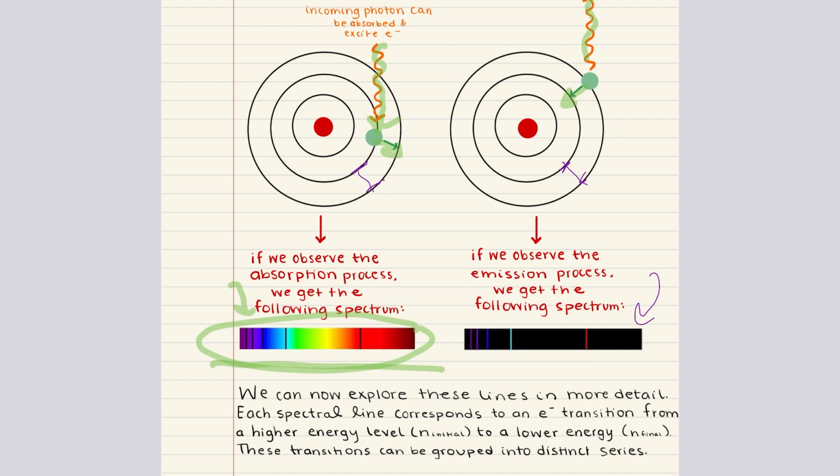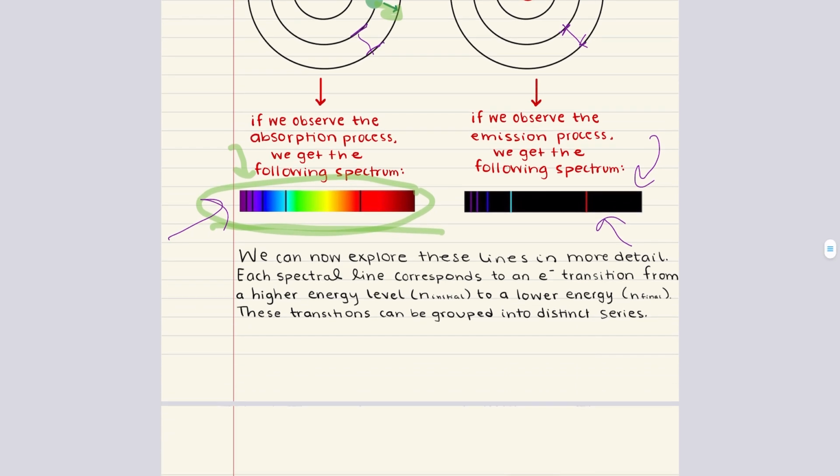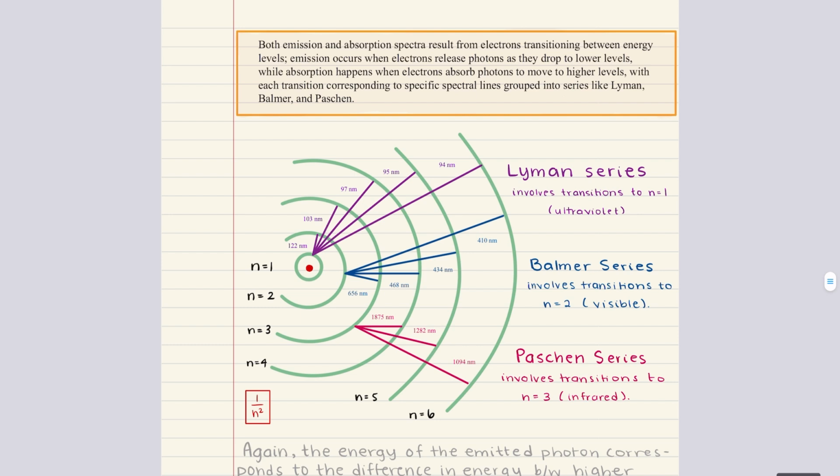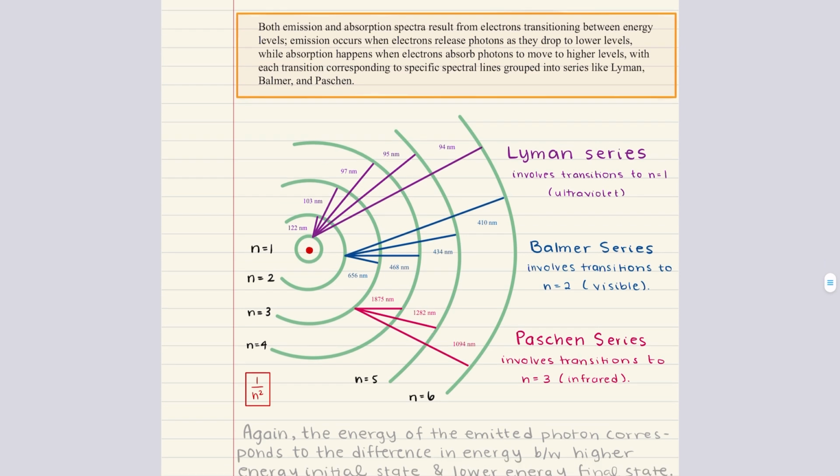Each spectral line, whether it's an absorption spectrum or an emission spectrum, corresponds to a transition between two specific energy levels. And these transitions are governed by the difference in energy between the initial and final levels. We can now explore these spectral lines in more detail. These lines are grouped into series depending on the final energy level of the electron after it transitions.